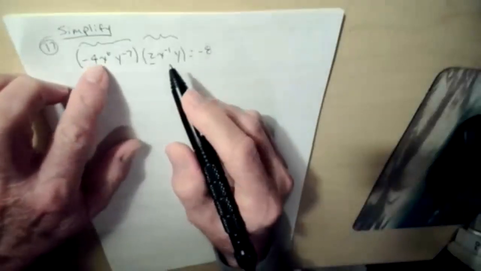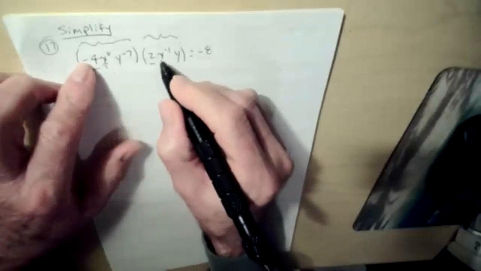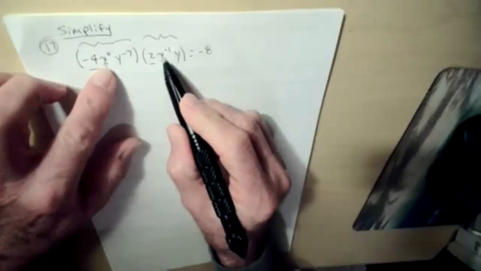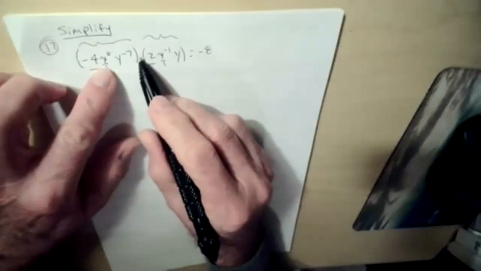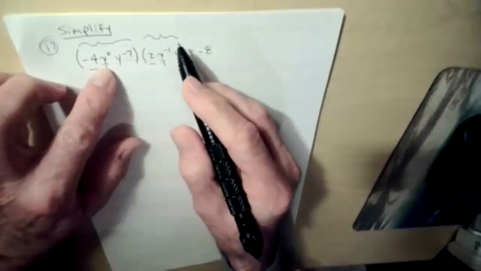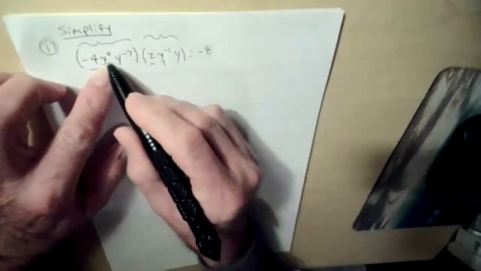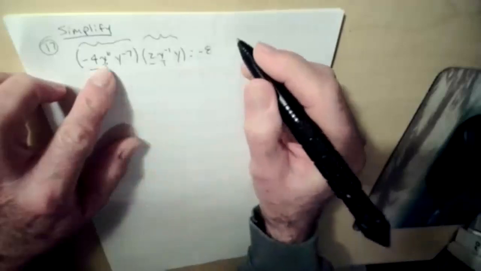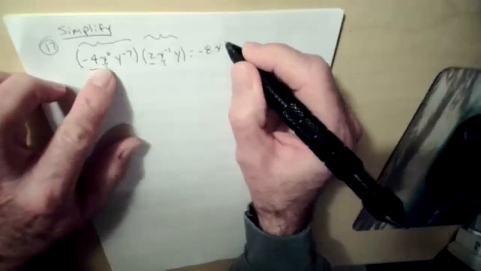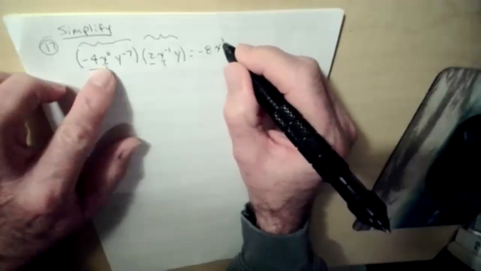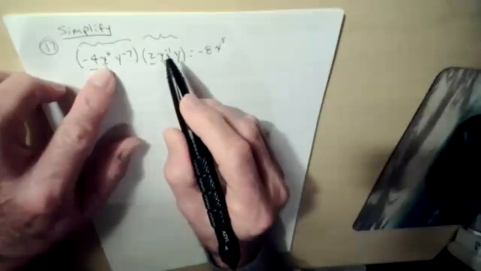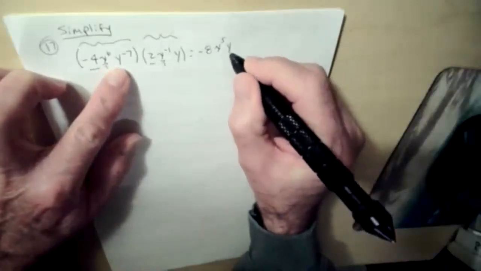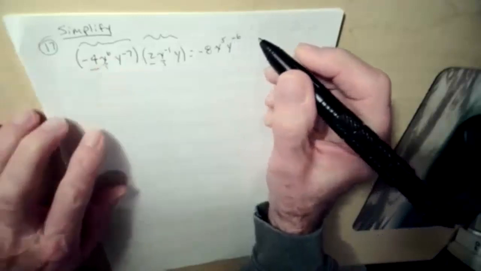x to the 6 times x to the -1. Now remember, when we have same base numbers and we're multiplying, because there's nothing in between here, this means to multiply this number times this number. So what do we do with the exponents? We add them. 6 minus 1 is x to the 5th. Okay, 6 minus 1. And then y to the 7th times y is y to the -6th.